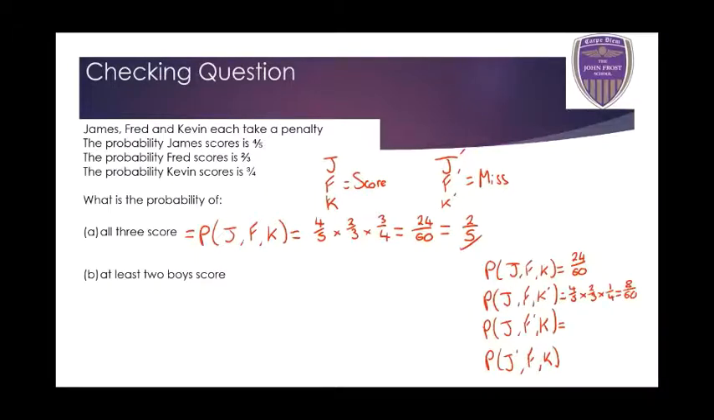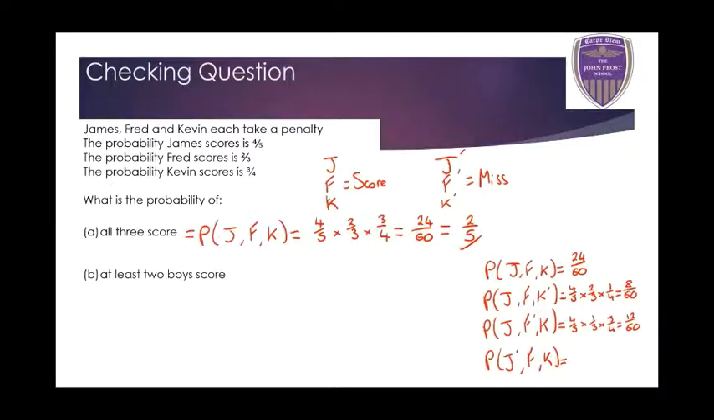The next one, so only Fred misses. So James scores, that's 4 out of 5. Fred misses, so that's going to be a third, because there was a 2/3 chance of him hitting. And Kevin scoring is 3/4. So the chance of this happening is 12/60.